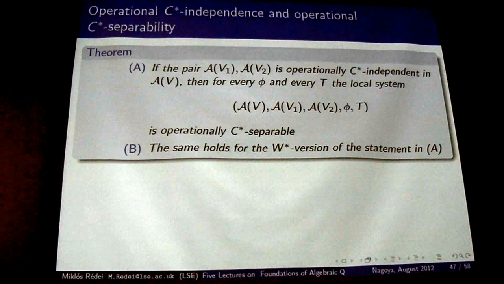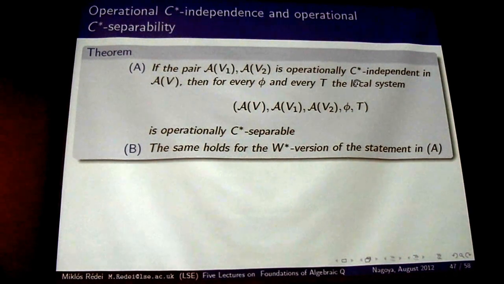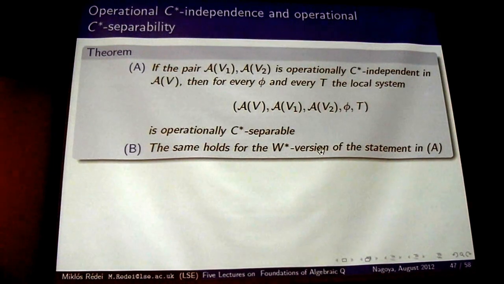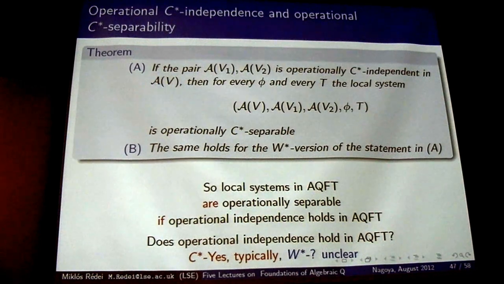Here's a little proposition. It's trivial, really. If the pair is operationally C-star independent in that algebra, then for every phi and every operation, this local system is operationally separable. And the same holds for the Darwinistic version of this claim. So, local systems in algebraic quantum field theory are operationally separable if operational independence holds in algebraic quantum field theory.